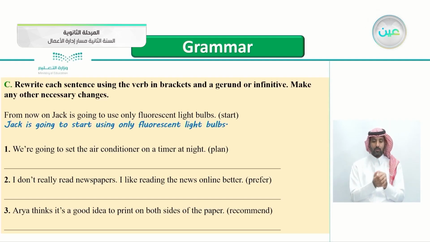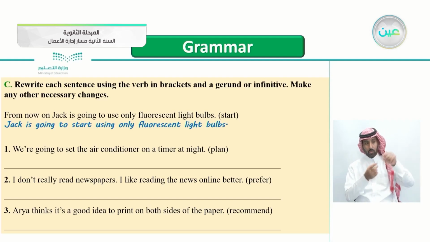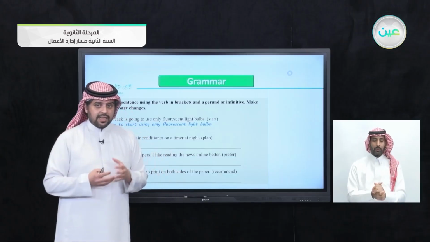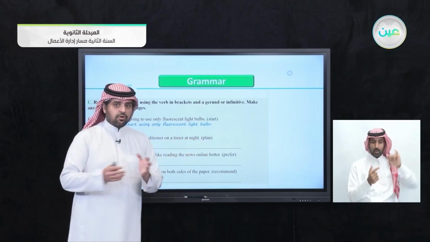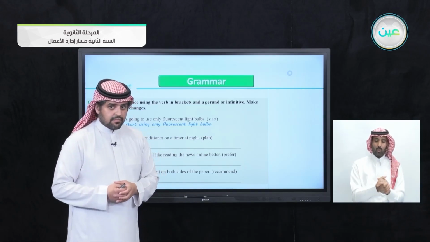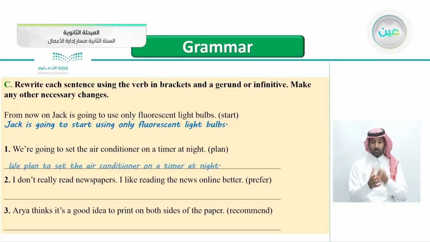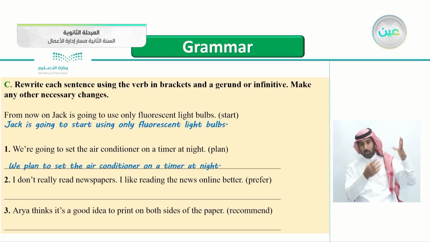So again, we have to rewrite the sentence using the verb in brackets and put it with a gerund or an infinitive. Number 1, we are going to set the air conditioner on a timer at night, and the verb is plan. So rewrite the sentence with the same idea using the verb plan, and don't forget to use gerund or infinitive. So let's check the first one's answer here. We plan to set, so it's an infinitive here. We plan to set the air conditioner on a timer at night.